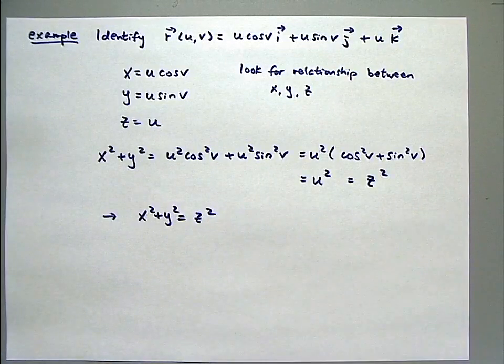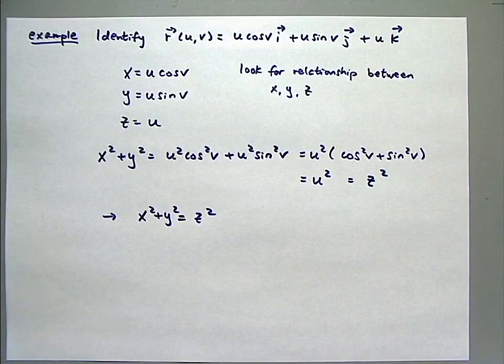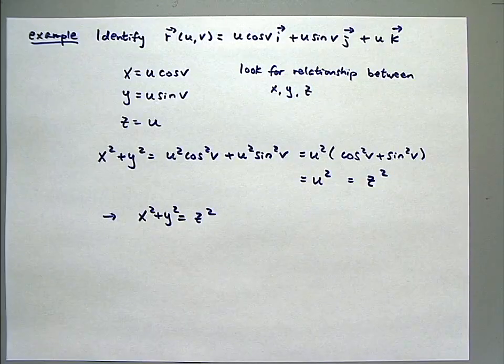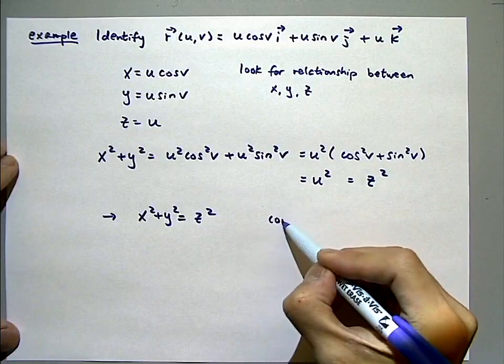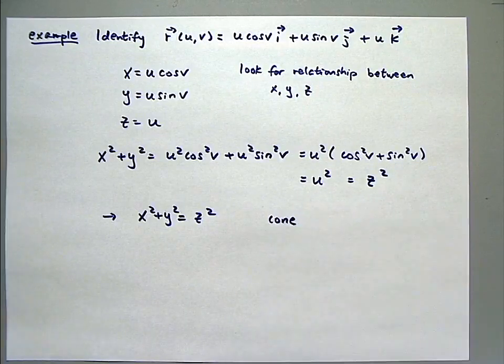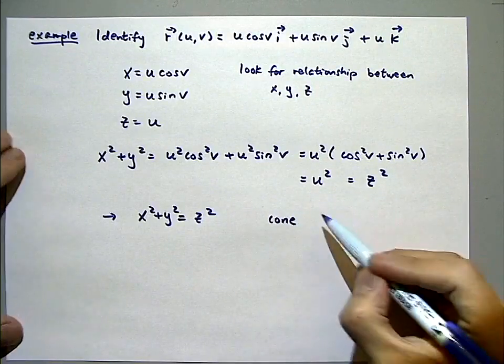Okay, now you have a relationship here. Now you have to rely on the knowledge you have about the surfaces that we started looking at at the beginning of the semester, and identify this thing. So what are we looking at here? What shape is this? It's a cone, right? It's actually a double cone, a cone that opens up and a cone that opens down.